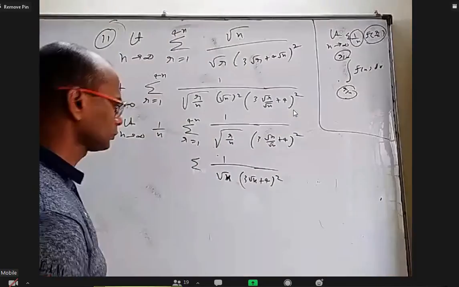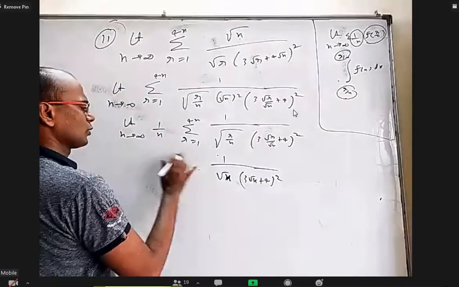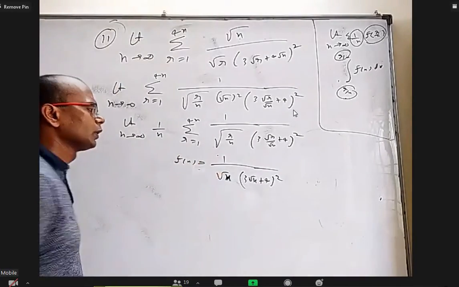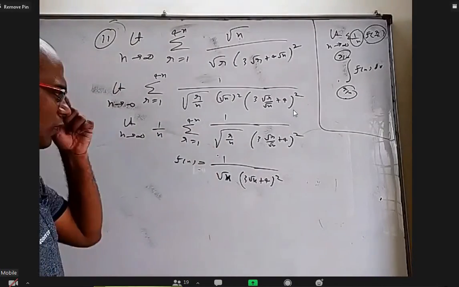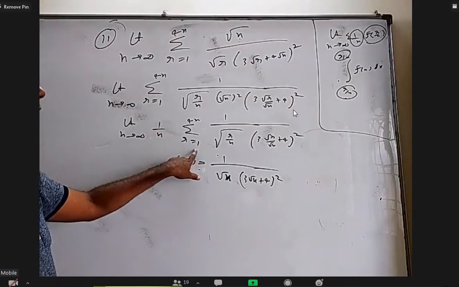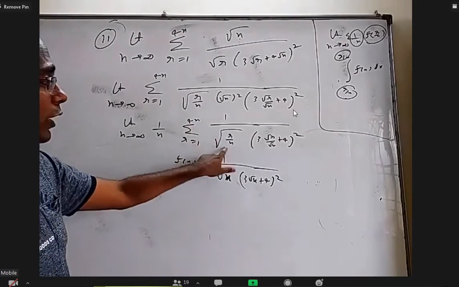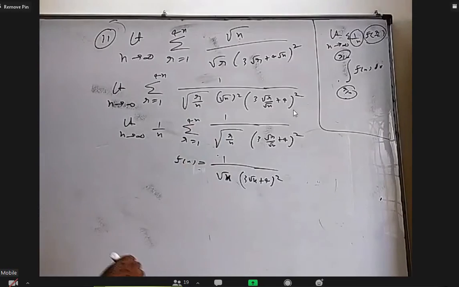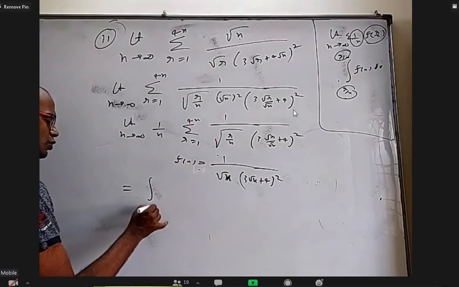Sigma is f of x, where x is r by n. And what is the initial value of r by n? 1 by n, which is 0. The final value of r by n is 4n by n, which will be 4. You should be able to write here integral 0 to 4.